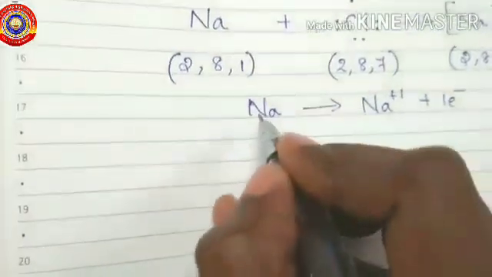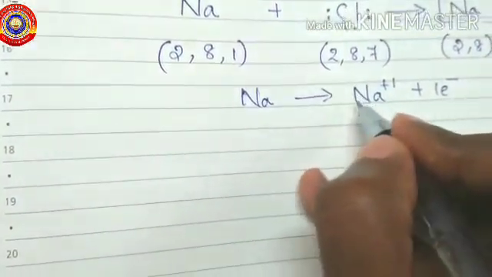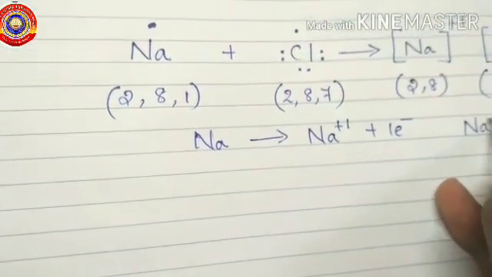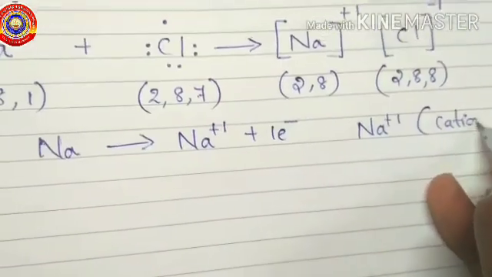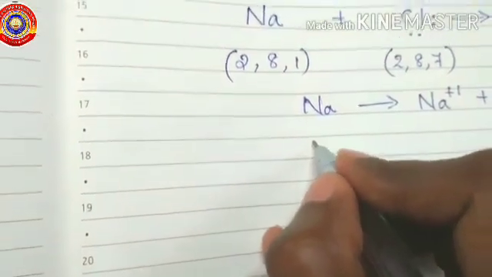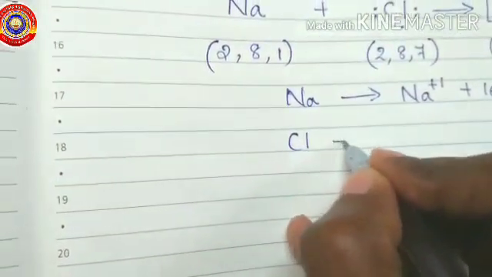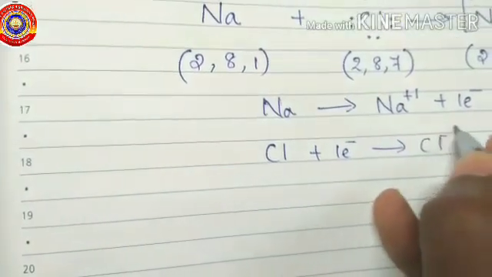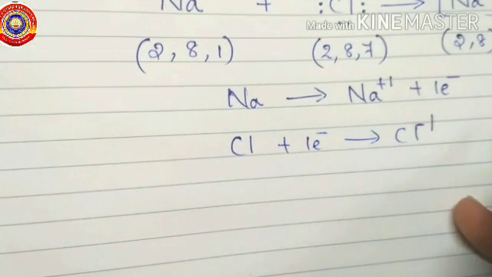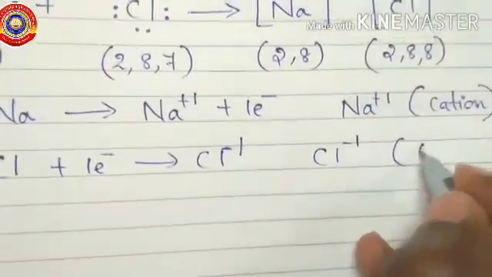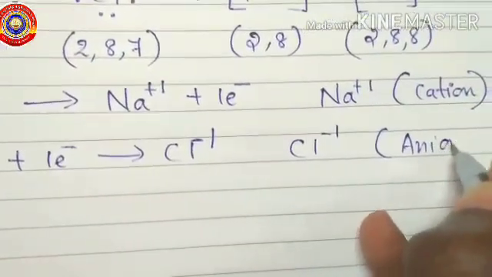Sodium changes to sodium ion by losing one electron. When an atom loses one electron, it is known as a cation. The positively charged ion is called a cation. Chlorine receives one electron from sodium atom and becomes chloride ion. Cl plus one electron gives Cl−. The negatively charged ion is called an anion. So chloride ion is an anion.